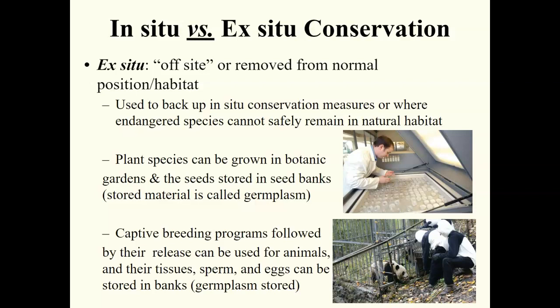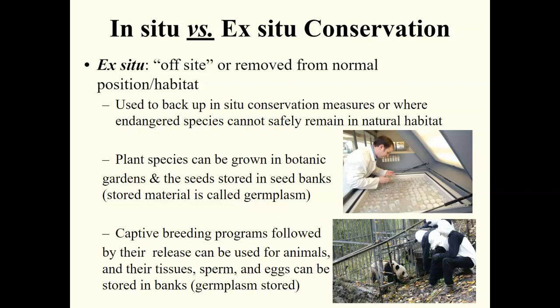These are typically used as a backup when in-situ conservation measures are not working appropriately or not helping, or if it's not safe for an endangered organism to stay there until they have higher numbers. We might have to remove them and breed them in an off-site location and then reintroduce them back into their native habitat later. And there are a lot of methods to do ex-situ conservation.